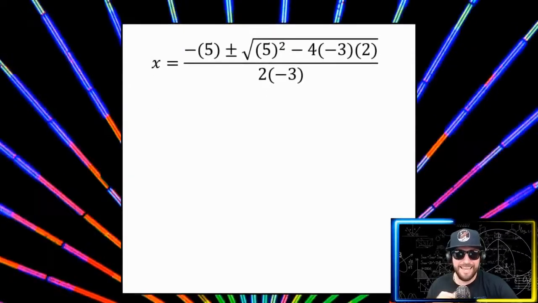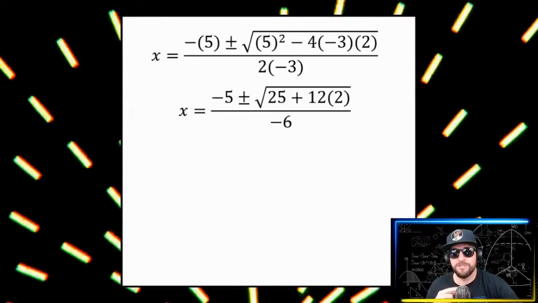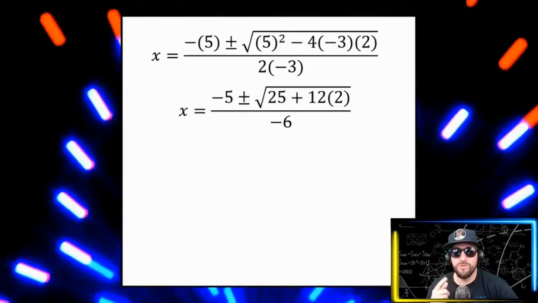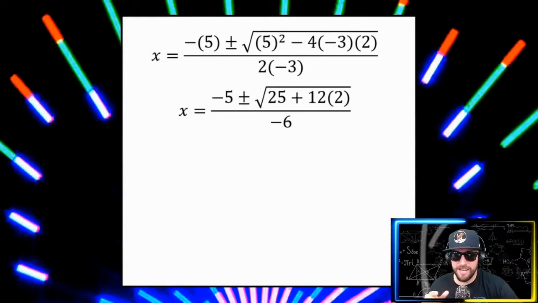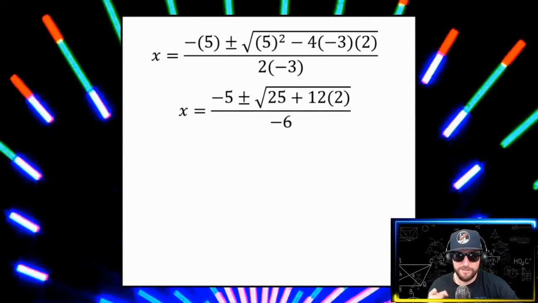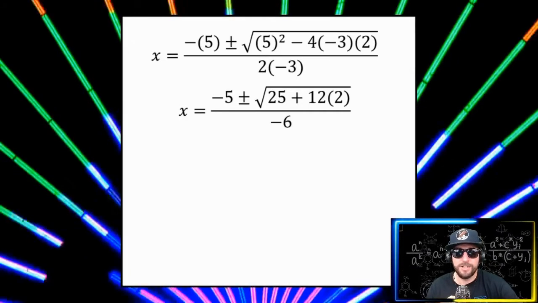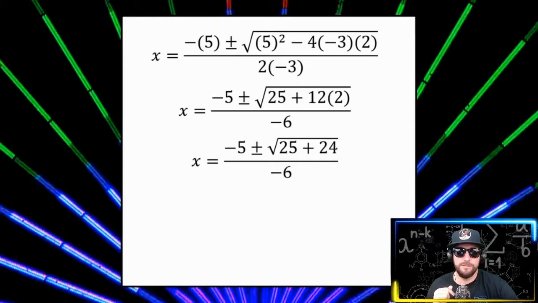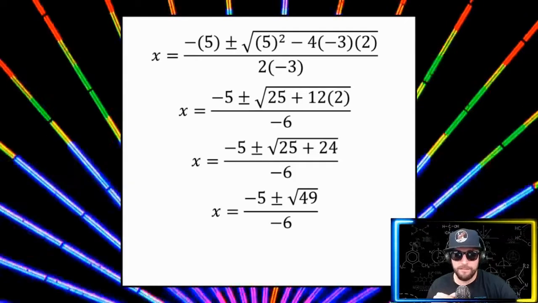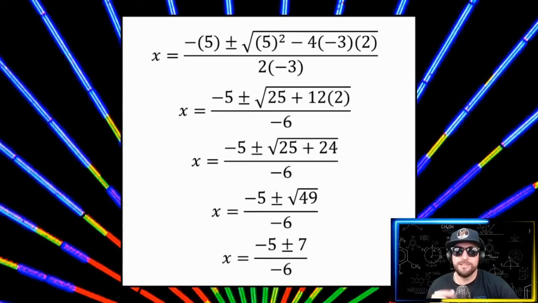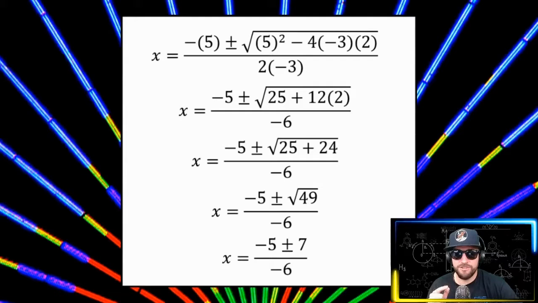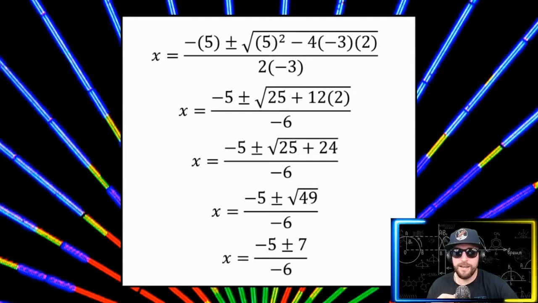Opposite of 5 is -5, plus or minus the square root. 5 squared is 25. -4 times -3, I made that a plus 12 times 2 over -6. So we've got 12 times 2 is 24. 25 and 24 is 49. And square root of 49 is 7. So we get -5 plus or minus 7 over -6.